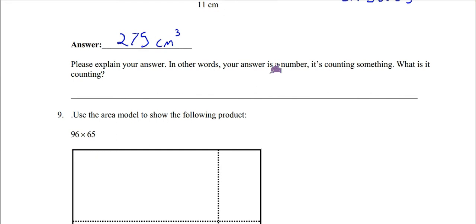Please explain your answer. In other words, your answer is a number. It's counting something. What is it counting? Cubes. It's counting cubes. We could put centimeter cubes, but in the end, what it's counting, that number 275, it's counting 275 cubes. Okay.